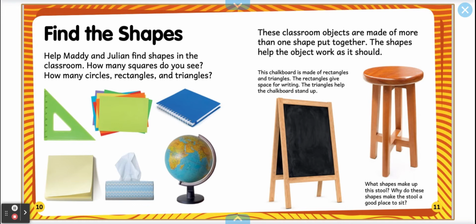These classroom objects are made of more than one shape put together. The shapes help the object work as it should. The chalkboard is made of rectangles and triangles. The rectangles give space for writing. The triangles help the chalkboard stand up. What shapes make up this stool? Why do these shapes make the stool a good place to sit?